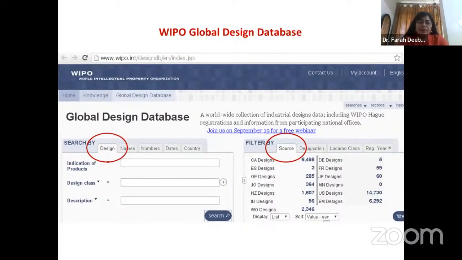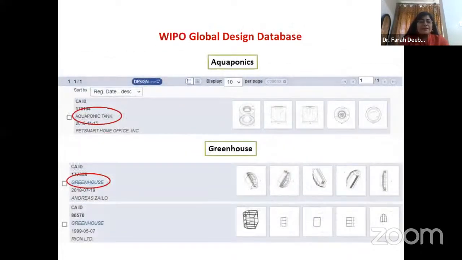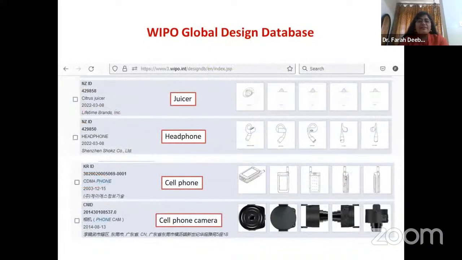So go to the WIPO Global Design Database, search by design and source. And what you will get is this. See, if you search for aquaponics, you'll get these kind of drawings. Greenhouse, you can see these kind of drawings. So you know that these are already existing. So avoid that and create something different from that. So awareness is very, very important in this high-tech field.